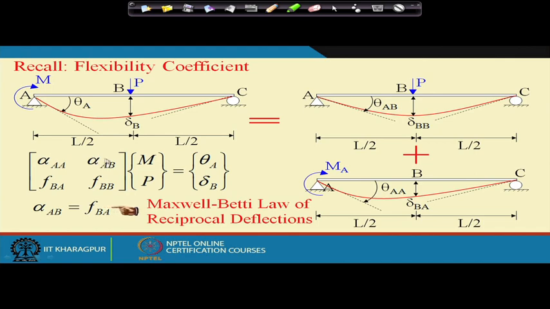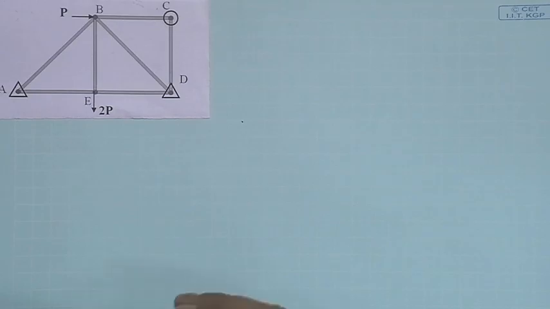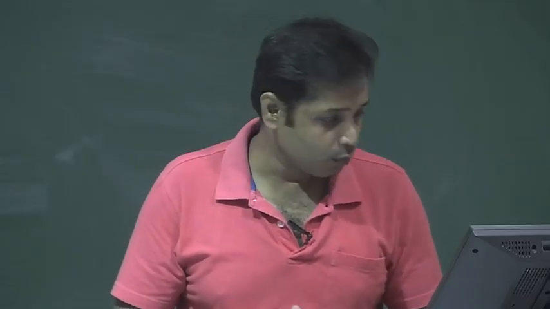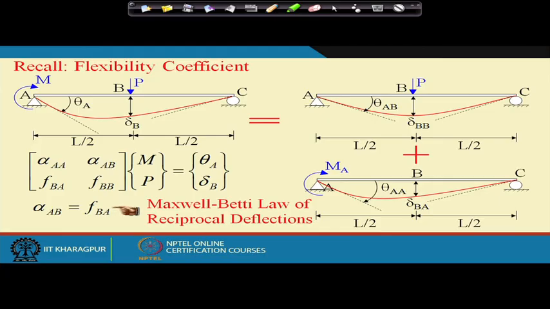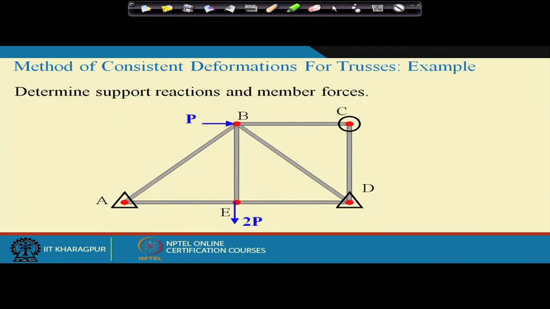The second thing was that this matrix is a symmetric matrix, and that directly comes from Maxwell-Betti's law of reciprocal deflection. Since it is symmetric, these two values, alpha AB and alpha BA, are the same. We discussed this some time back. Now, we will be using this while analyzing problems where we have more than one redundant force.